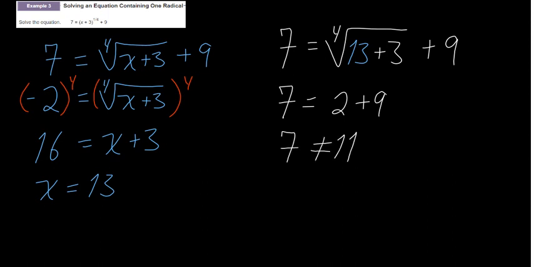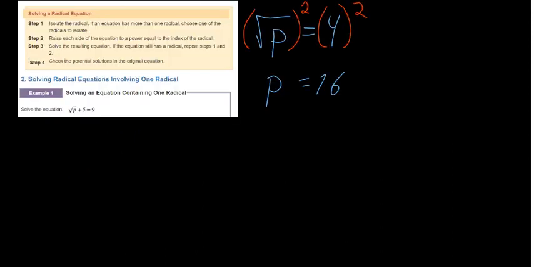Because this happened the way it does, the solution here is the empty set. x equals 13 is not a solution here, because when we plug it back in, it becomes an extraneous solution.